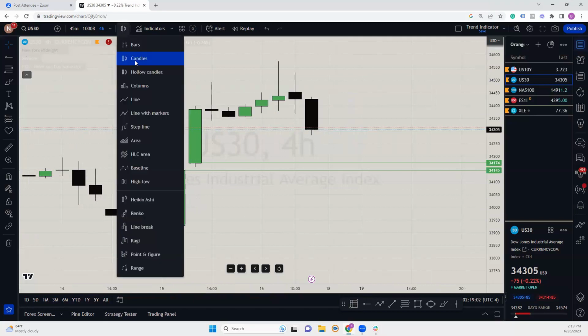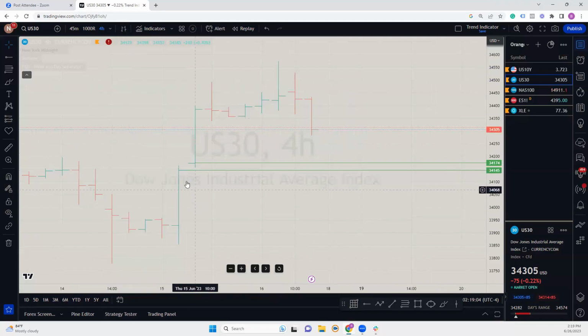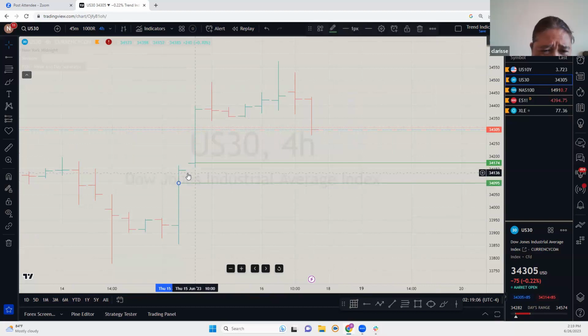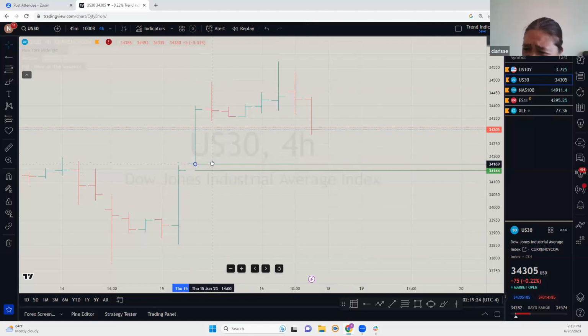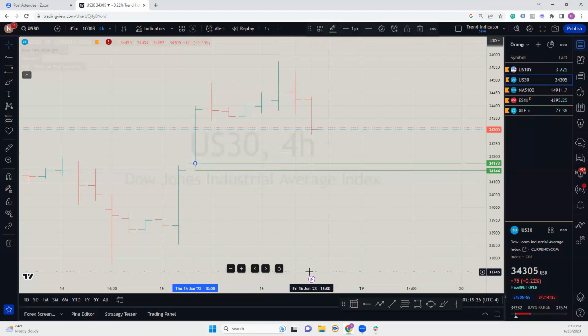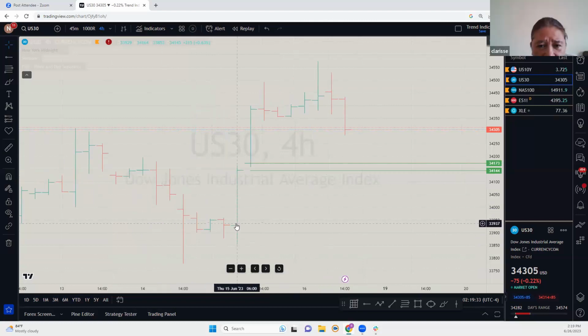If I switch to bar chart, can you see here? Yes. This is the closing price, about 3.4144, right? Then the opening price of the next candle is this one, which is 3.4173. Yes. So that is the gap I'm referring to. Okay.